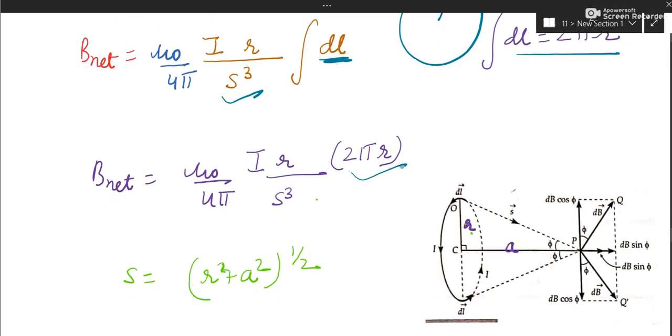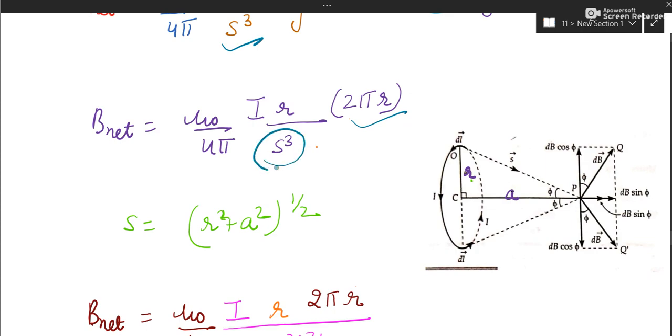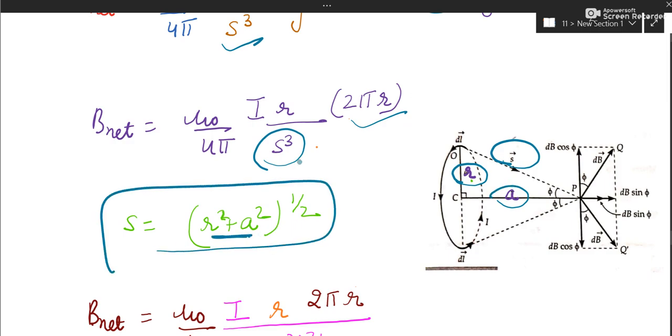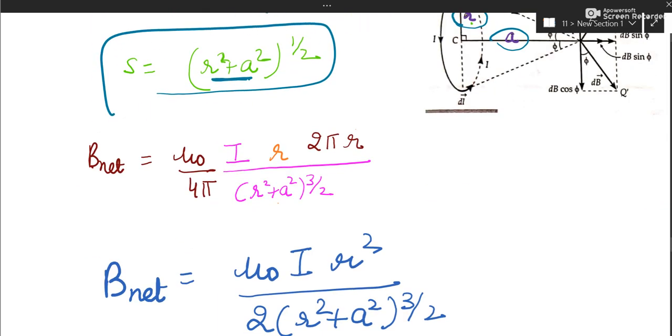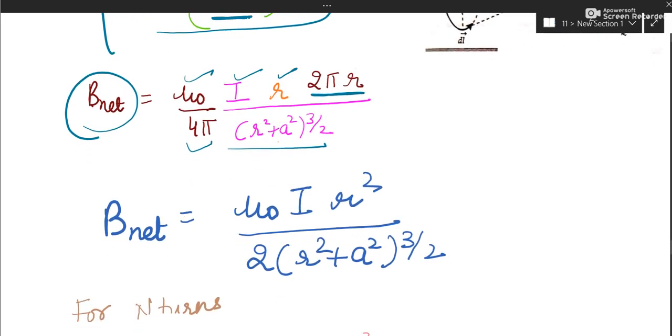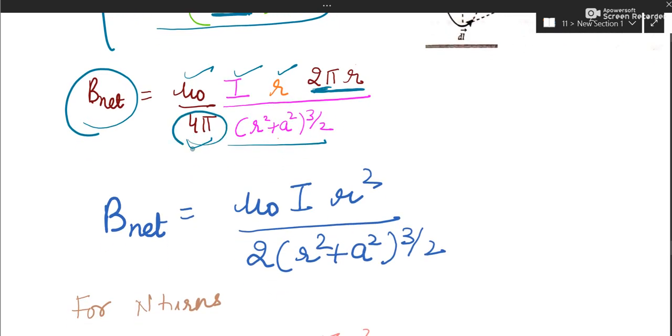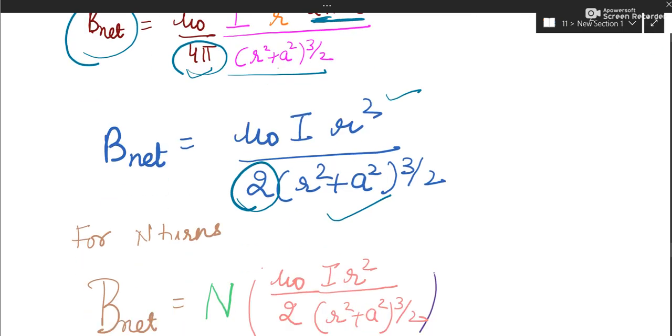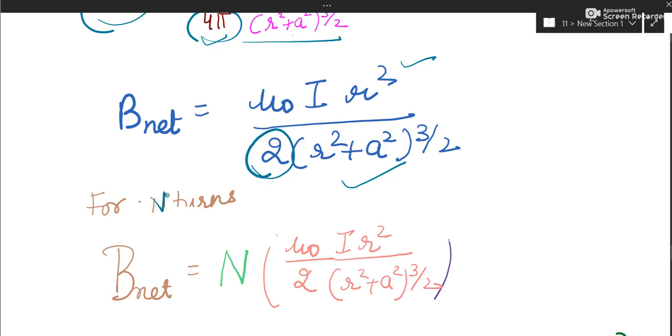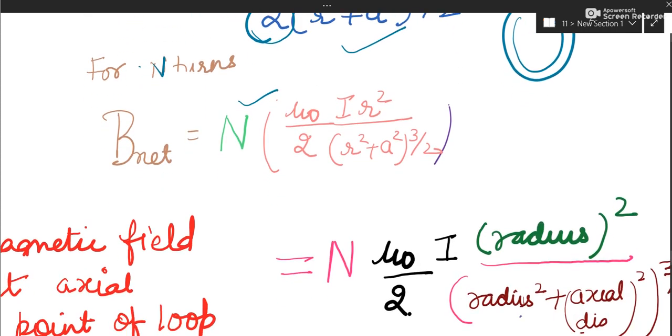You can substitute here. Now what is S? So you can see in this diagram, S is hypotenuse. So you know what S is. You can substitute here. So that will be your B, the magnetic field's formula. Mu naught by 4 pi I R was there. This is 2 pi R, dl's integration, and this. So 2 pi and 4 pi will give you 2. R into R will give you R square. So this is the final formula, and very important, if the loop is having n turns, the result will be multiplied by n.